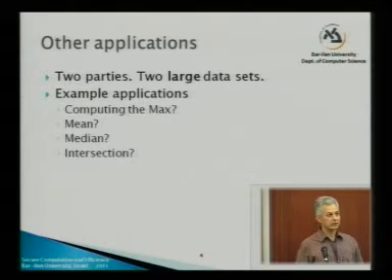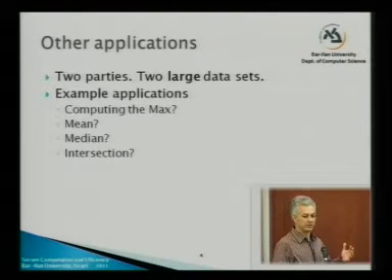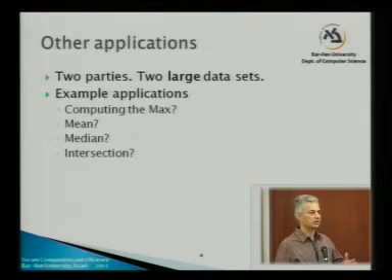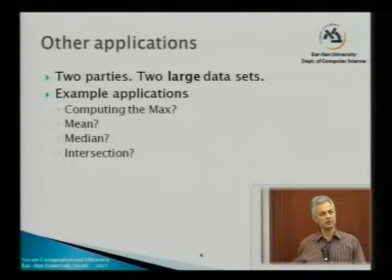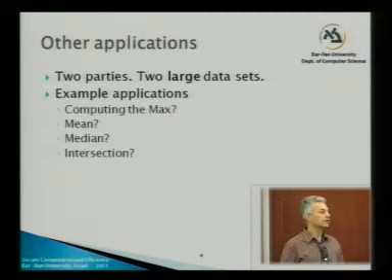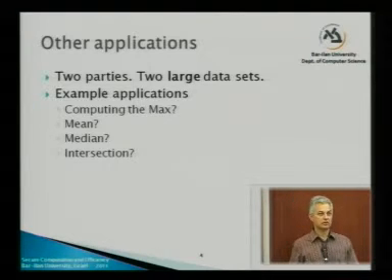What about other functions? Suppose you have two parties with very large input sets, say each one of them has 1 million items. Let's think of different functions. Say we want to compute the maximum of all items in the union of Alice's input and Bob's input. What can we do? Yeah, compute the max of each set and then compare them. Alice can compute the max of her set, Bob computes the max of his set, and then they just compare two numbers.